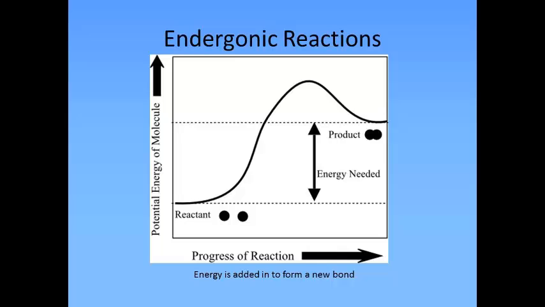So if you look along the x-axis, or the bottom line of this graph, you'll see the progress of the reaction. This is the process of going from the reactant to the product. Along the y-axis, the vertical line, you have potential energy of the molecule. This is the amount of energy that is stored within the molecule. If you look at this graph, when we start off with our reactant, there is very little energy stored.